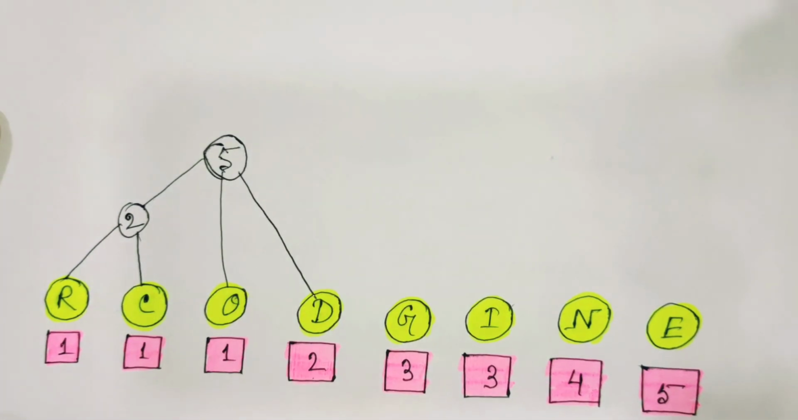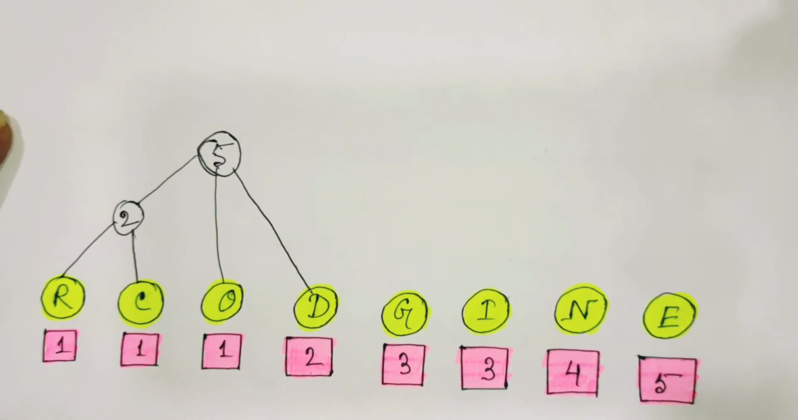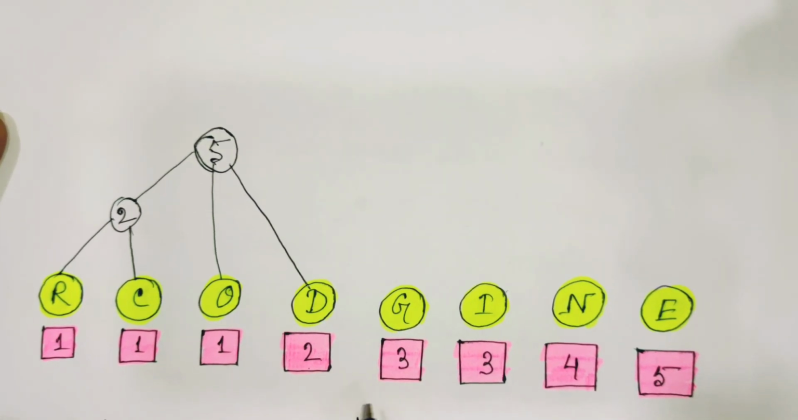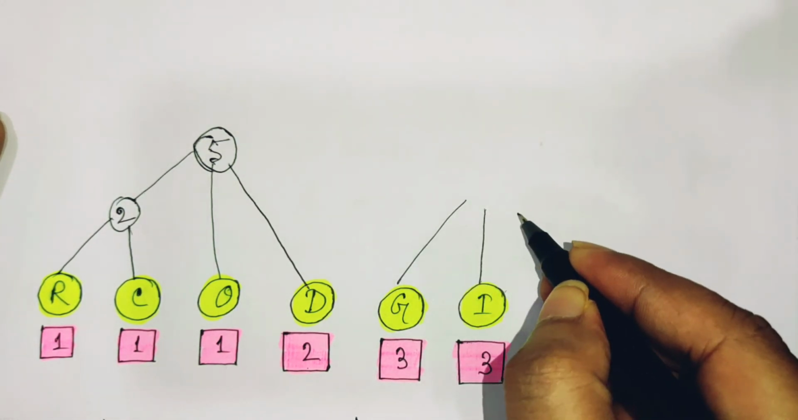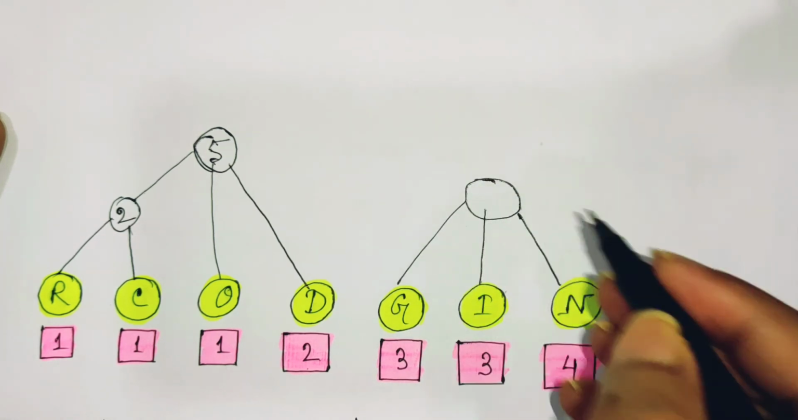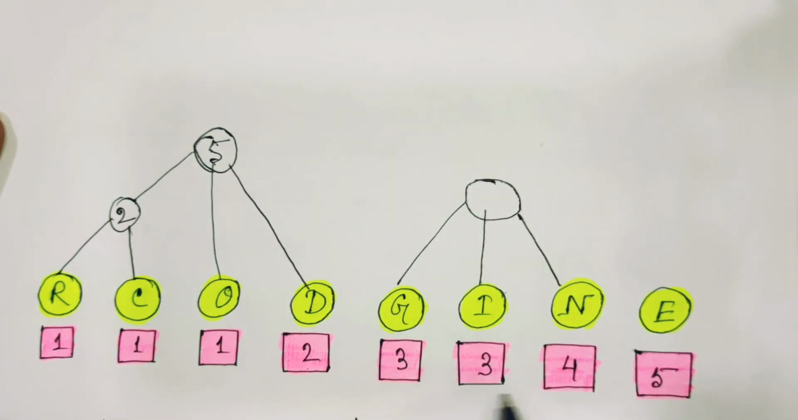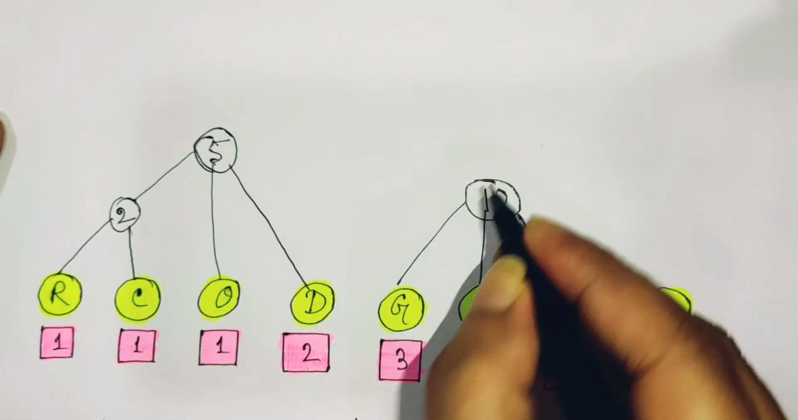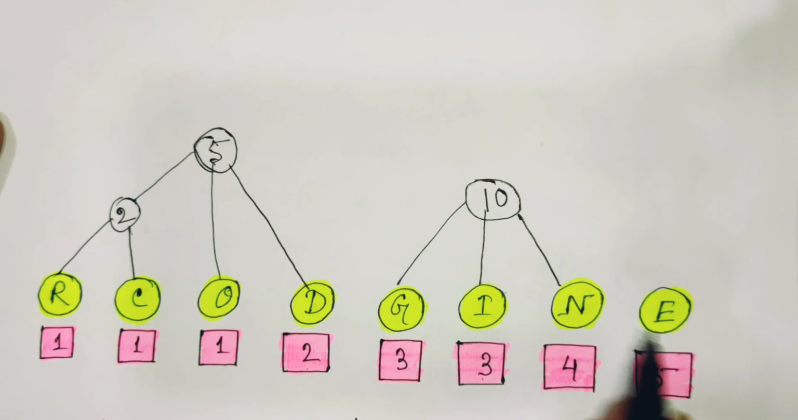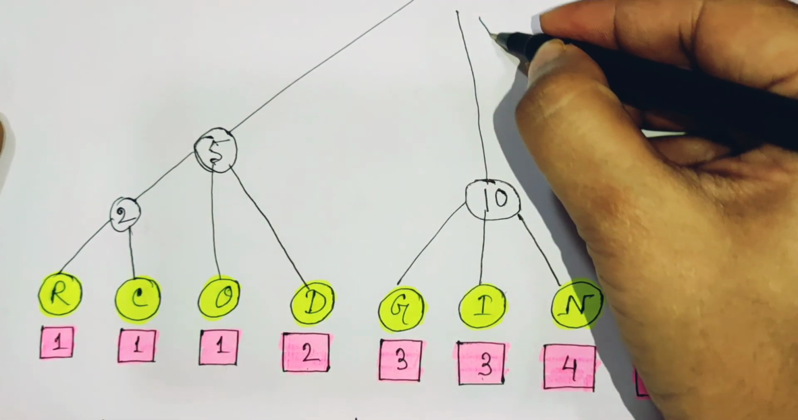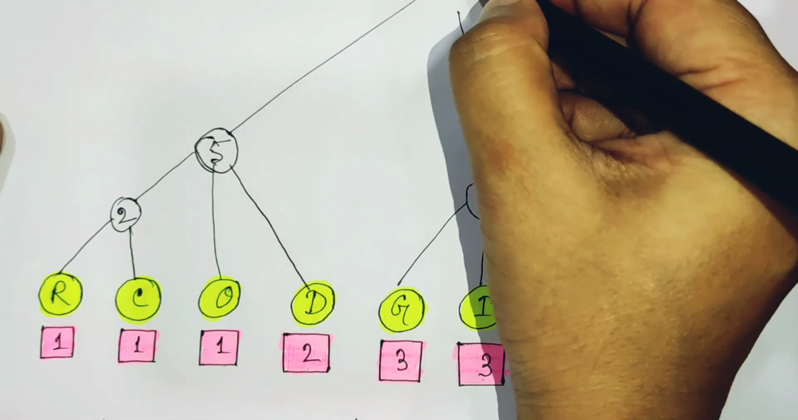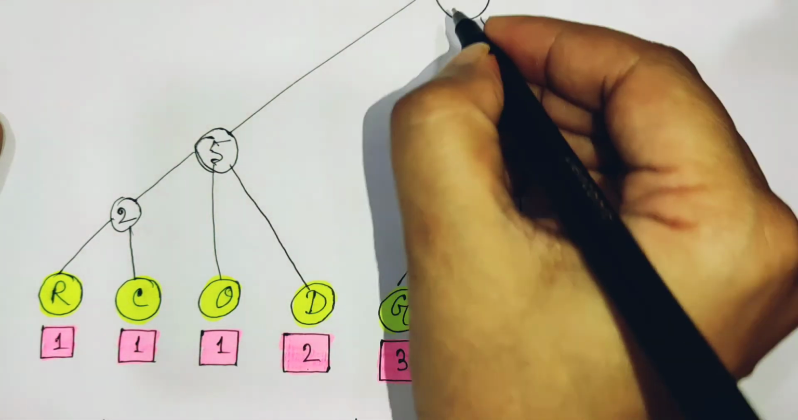Now after doing this, we take the minimum 3 more. Which 3 should we consider? 3, 3, 4 definitely, because these 3 are the lowest. If we take these, then we find its total value is 10: 4 plus 3 is 7, plus 3 is 10. Now 3 nodes are left, 5, 5 and 10. So we have to merge these 3, and the total value is 20.